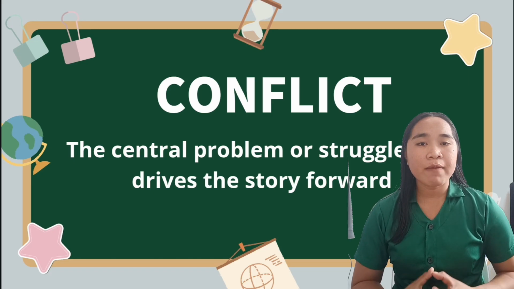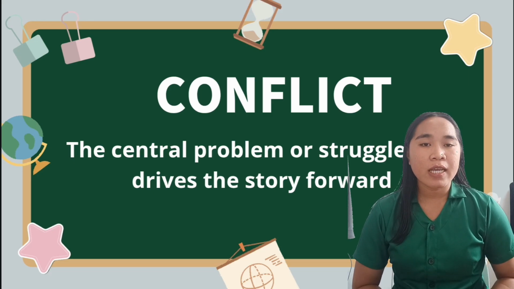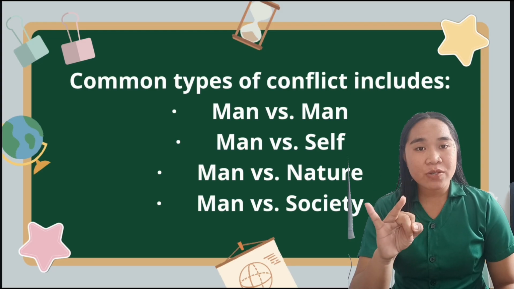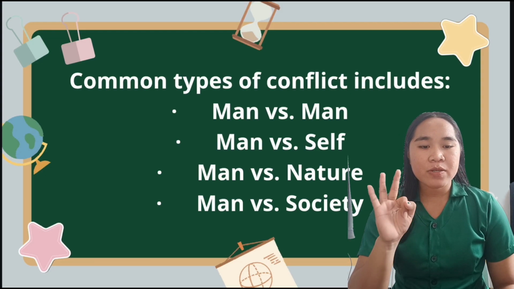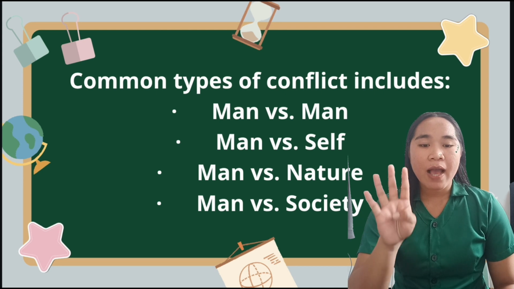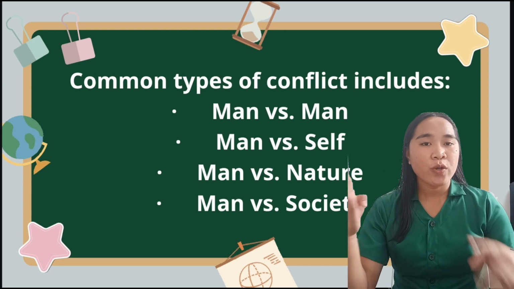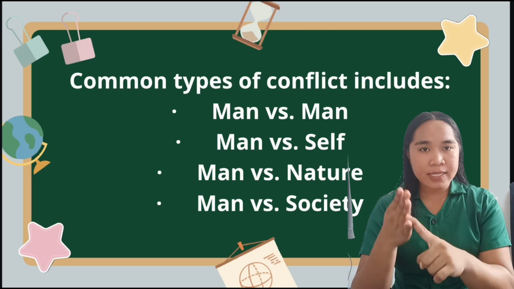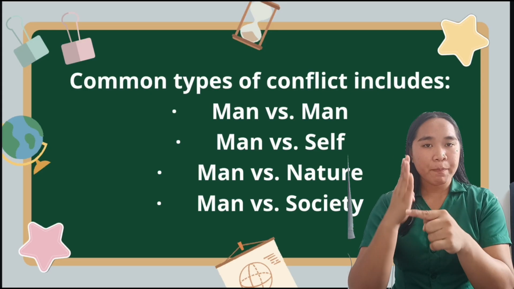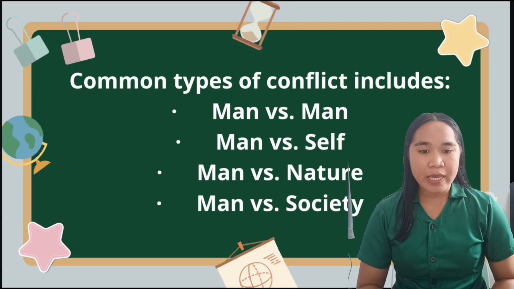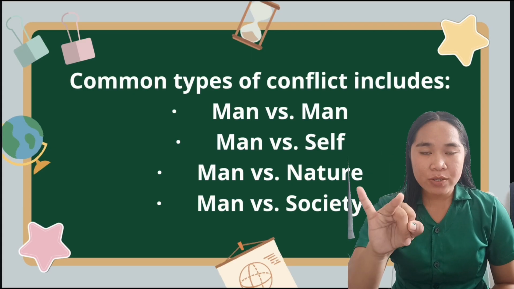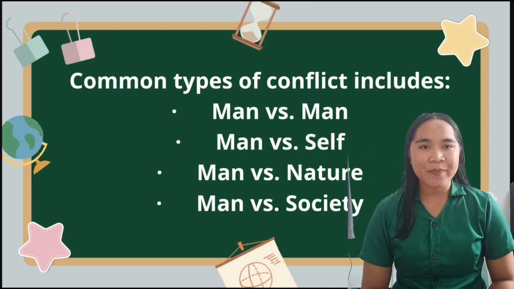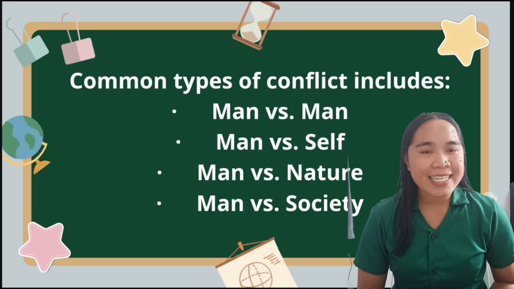So in the conflict, we have common types of conflict. It includes man versus man, man versus self, man versus nature, and man versus society. So don't forget these 4 common types of conflict, class, because this is so important in the short story. So we have man versus man, man versus self, man versus nature, and man versus society. Okay, is that clear, class?